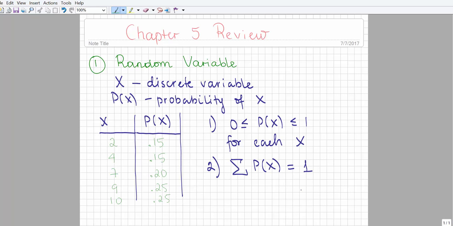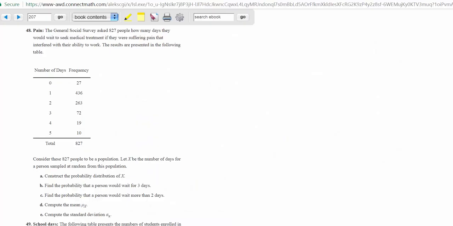If something is a probability distribution function. So what type of problems can you come across? Let's go to your textbook and we'll take a look at problem 48 on page 207. And here we have a survey of 827 people, and they were asked how many days they would wait before they go to a doctor if they were suffering from pain that interfered with their ability to work. Okay, so you have this table right here, and the days represent how many days you would wait, and then frequency, that's the number of people that responded with that number.